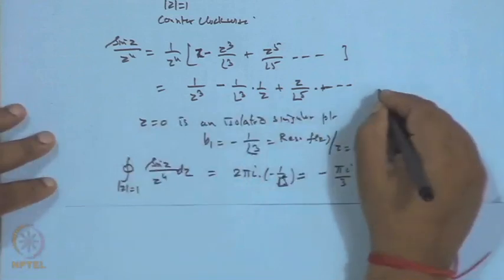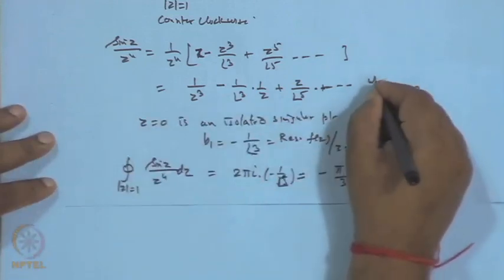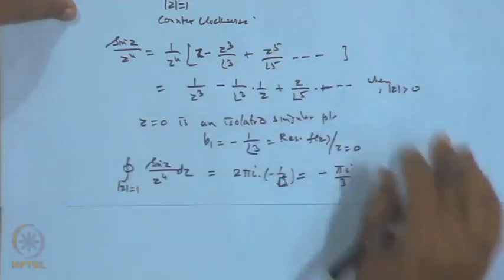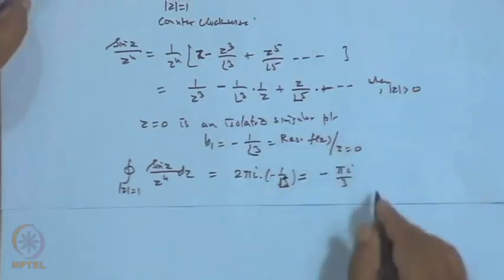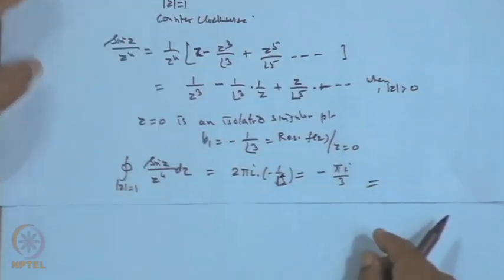Here obviously, this result is valid when mod z is greater than 0. So, it is an analysis like that. This way we can easily answer the questions for computing the integral for this.